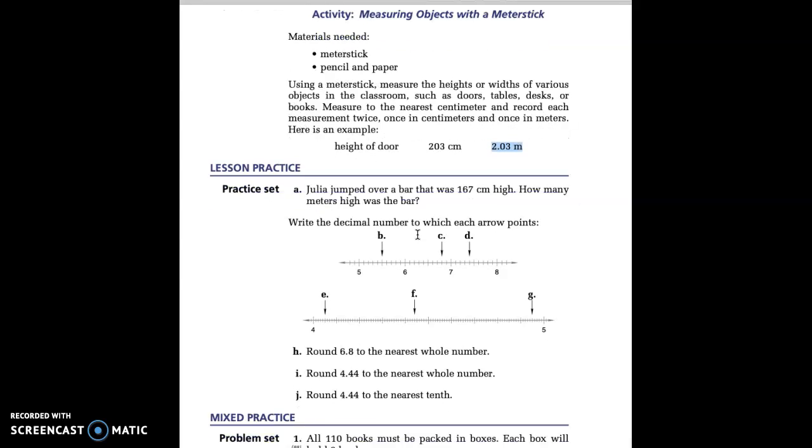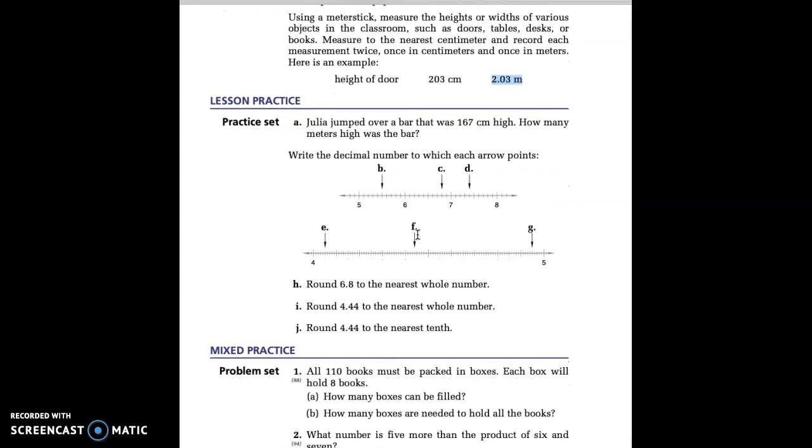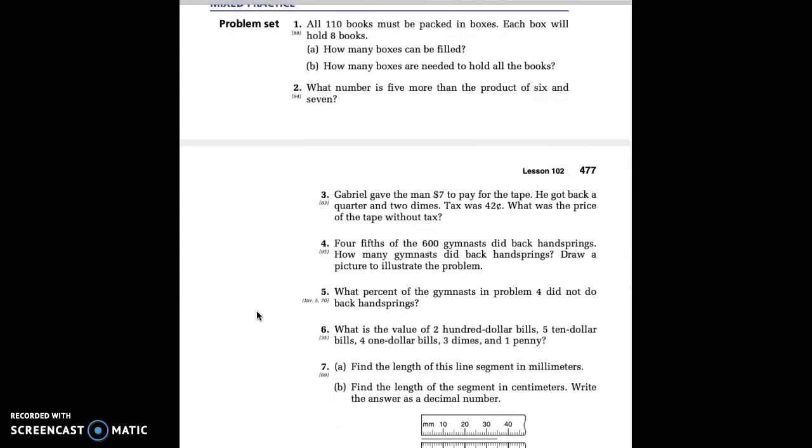Guys, when you're done with that, then I want you to do your lesson practice. Make sure you do A through J, and then have it checked by a parent, and then you can hop into your mixed practice.